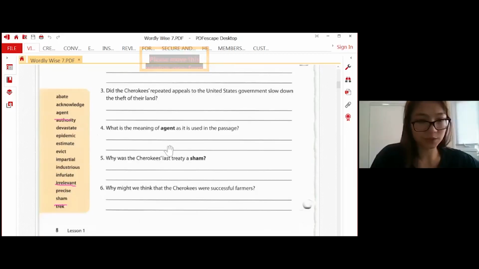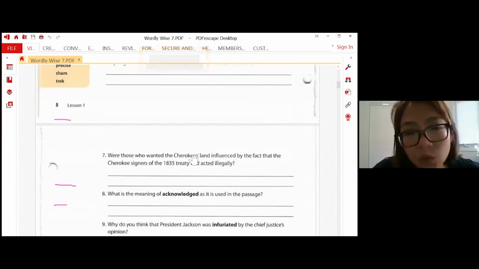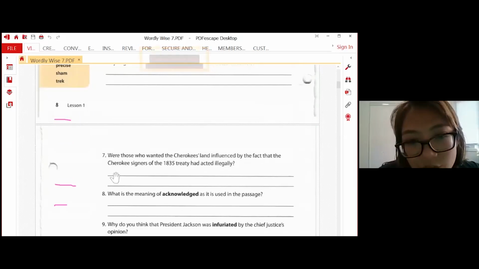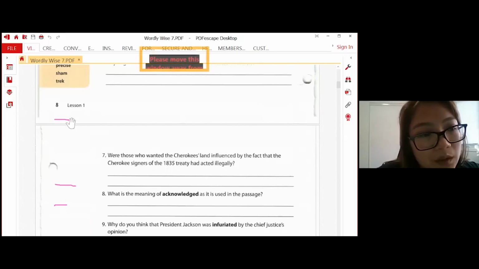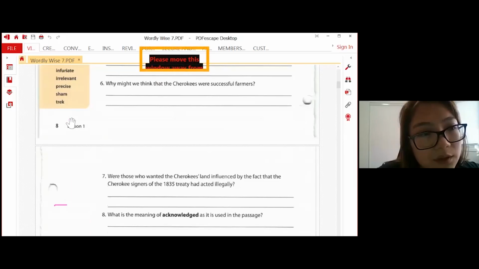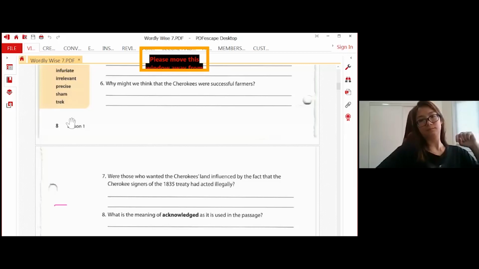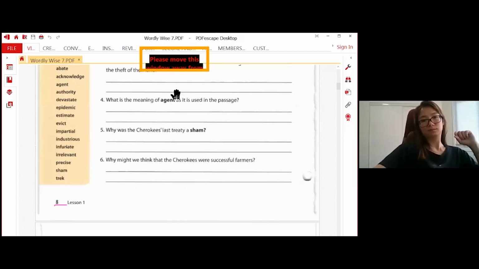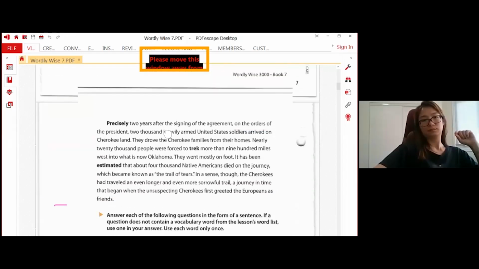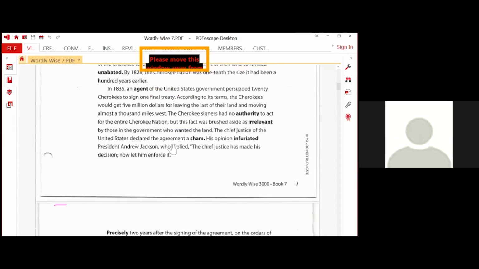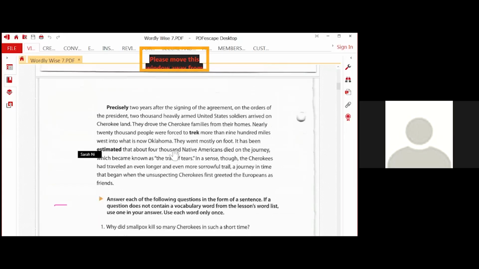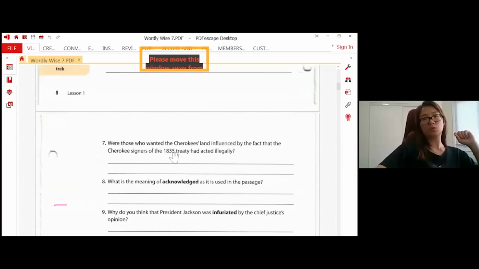Number 6. Were those who wanted the Cherokee land influenced by the fact that the Cherokee signers had acted illegally? What else are there? David, you want to try this? What was the question again? So here, were those who wanted the Cherokee land influenced by the fact?